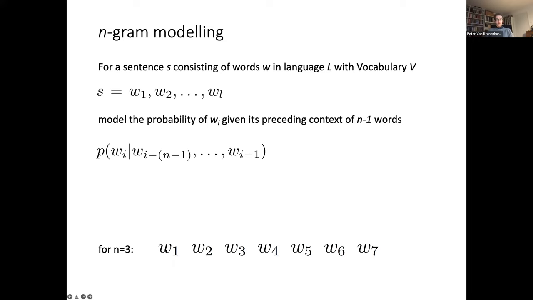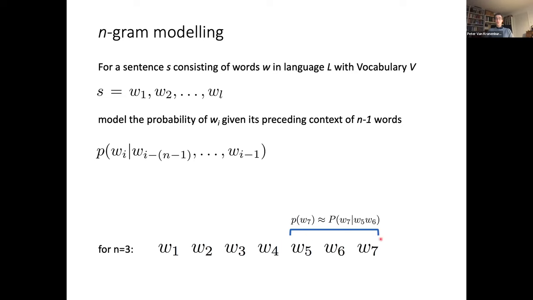More in general, if you have a sentence which consists of a number of words, then we can compute this. We want to know these probabilities. So if we have trigrams, then what has been done is that the probability of a word is computed as the probability of a continuation of the previous two words. So the probability for word three is given word one and two, and the probability of word four given word two and three, etc.